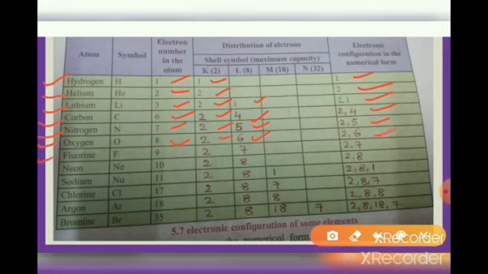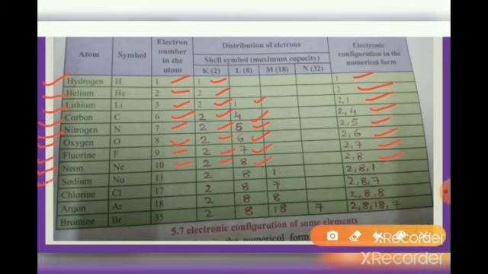In fluorine, the electron number is 9, so in the K shell it is 2 and in the L shell it is 7, so the electronic configuration is 2 and 7. In neon it is 10, so the K shell will occupy 2 electrons and the L shell will occupy 8 electrons. So here the electronic configuration is 2 and 8.